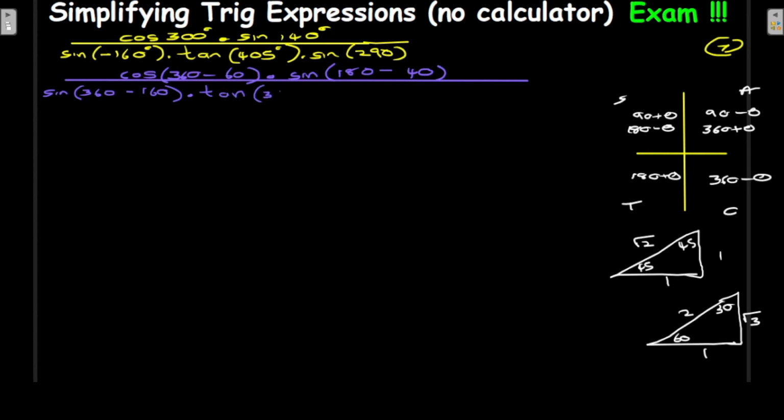And then we move on where we have tan 405. We need to find out what was added to 360 to get 405. And we will realize that for us to get 405, we had to add 45 to 360, like that. And then we multiply that by sine of 360 minus 70, because 360 minus 70 is what gives us 290.